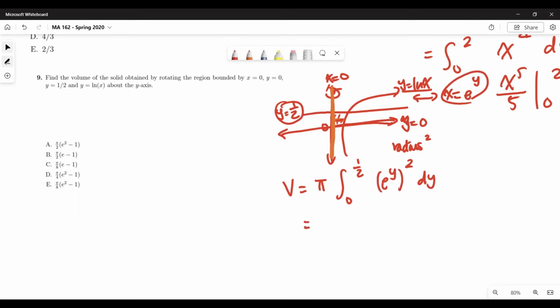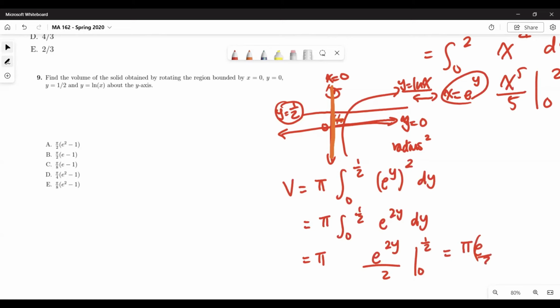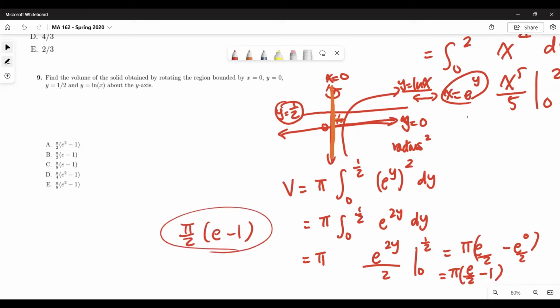So the volume equals pi times the integral from 0 to 1/2 of e to the 2y dy. So pi times e to the 2y over 2, integrating from 0 to 1/2. So this just becomes pi times e over 2 minus e to the 0 over 2. This becomes pi times e over 2 minus 1 over 2. So this will be pi over 2 times e minus 1 if you rewrite it. So that's the answer, which is B.